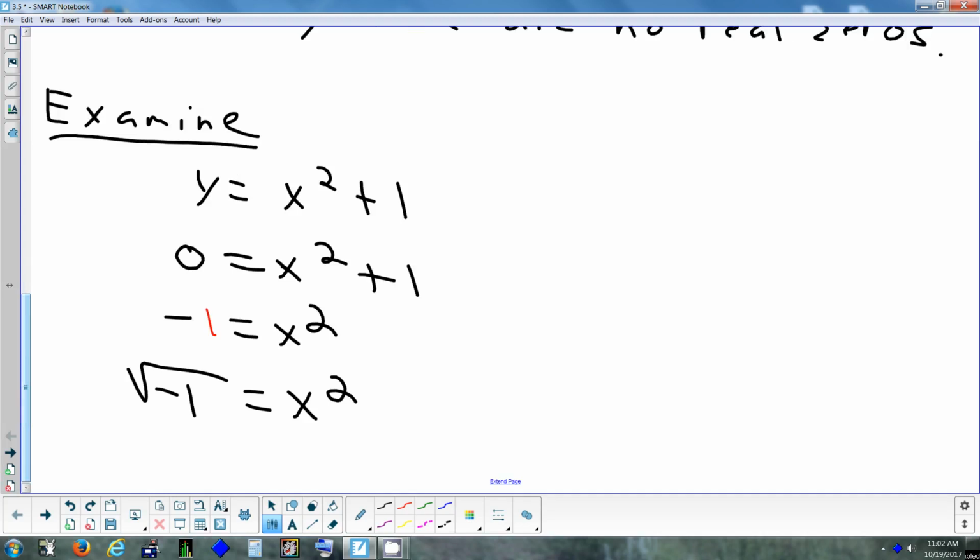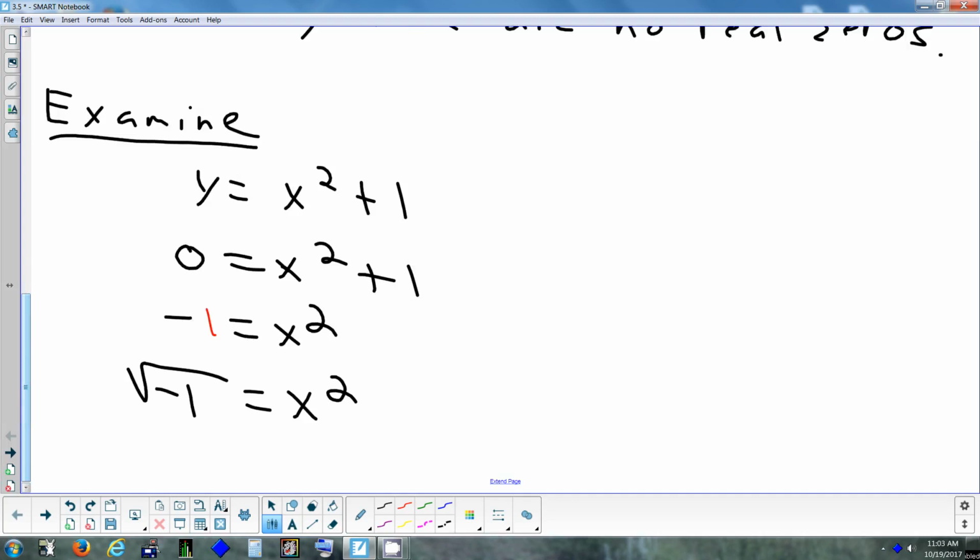Now on your calculator, if you try to take the square root of a negative, it's not going to work. If you type that, usually you get an error. Because square root of a negative number is what kind of answer? It's not real, it's imaginary. So you can't take the square root of negative 1.